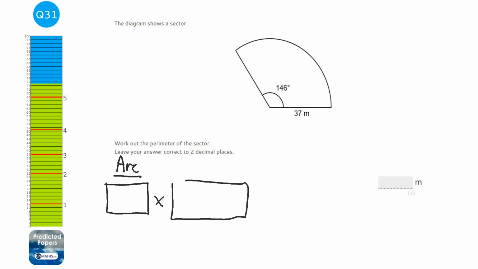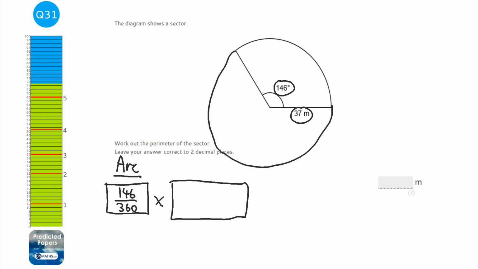So to work out the fraction of the circle we've got, well, we've got 146 degrees and there are 360 degrees in total in a circle. The formula for the circumference of the total circle is pi d, or 2 pi r. Well, here we've got a radius because it's halfway across the circle. If you imagine the whole circle looks something like that, then the 37 is the radius. So we need to first of all double the radius to get the diameter, and so we're going to do pi times 74, which is twice 37.